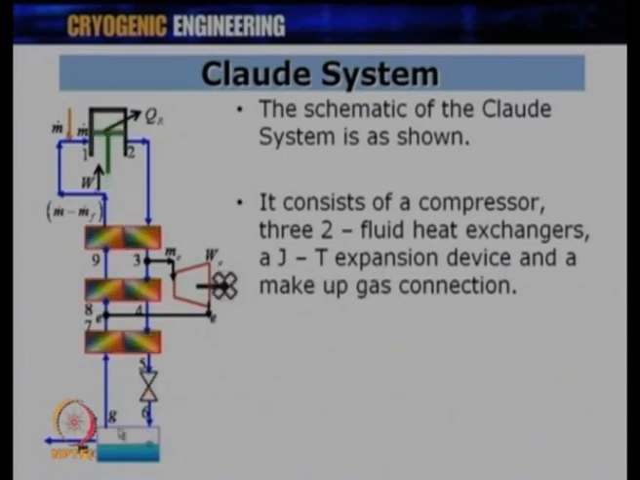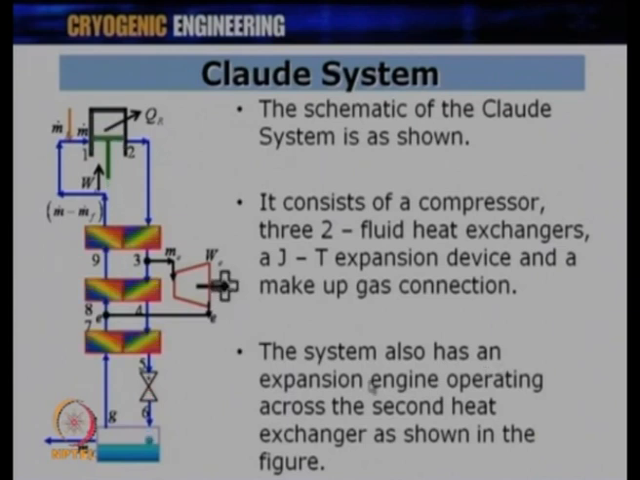So, after getting the liquid at this point, the gas would go back, and whatever amount m dot f you get at this point, the makeup gas is added equal to m dot f. The system has an expansion engine operating across the second heat exchanger as shown over here. What you can see from here is that when the gas is getting compressed, it goes through the heat exchanger, and a part of the gas, that is m dot e, is taken off from here. The gas is expanded in the expansion engine over here, which produces cold, and this cold gas at the end of the expansion joins the return stream.